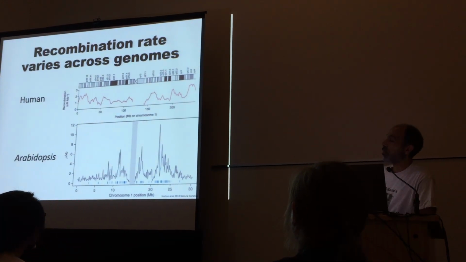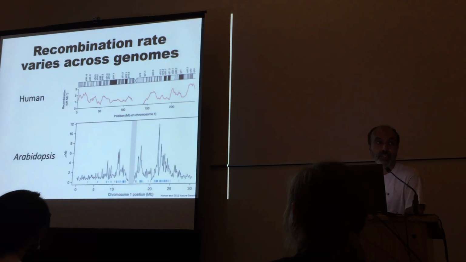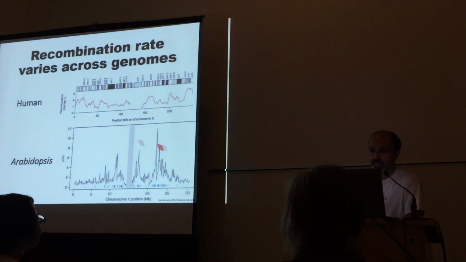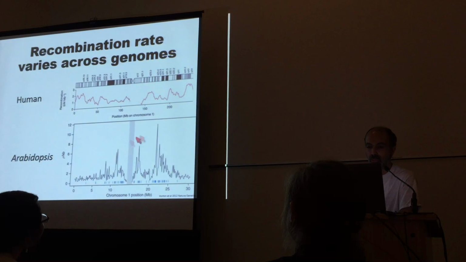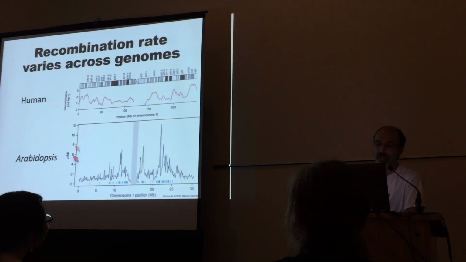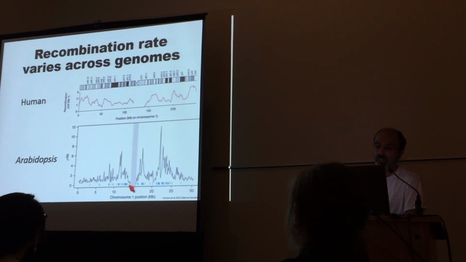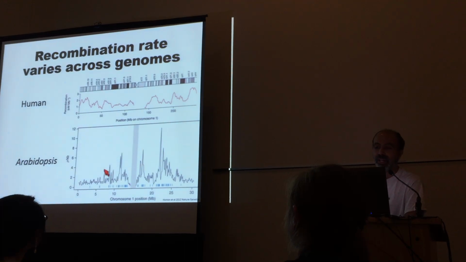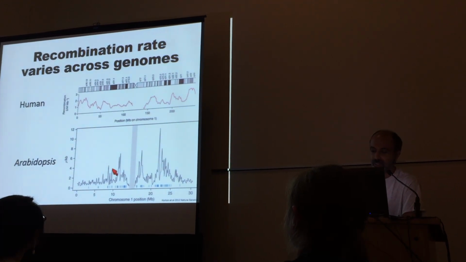As many of you know, recombination rate tends to vary across the genomes of most species studied. These pictures here show human chromosome 1 and Arabidopsis chromosome 1, with recombination rate on the y-axis. Recombination rate is often low near the centromere, higher outside, and sometimes very high near the telomeres.